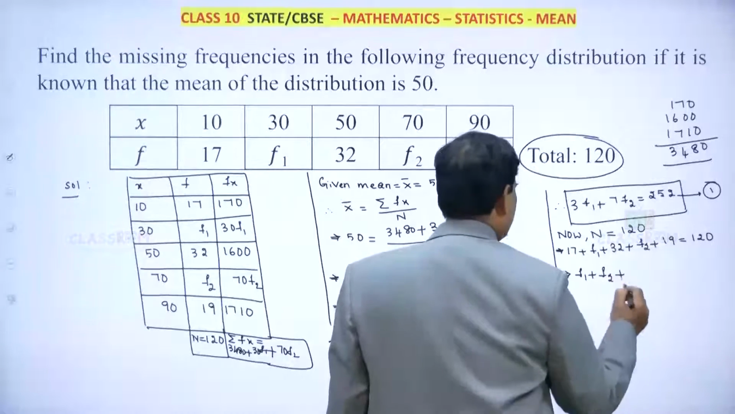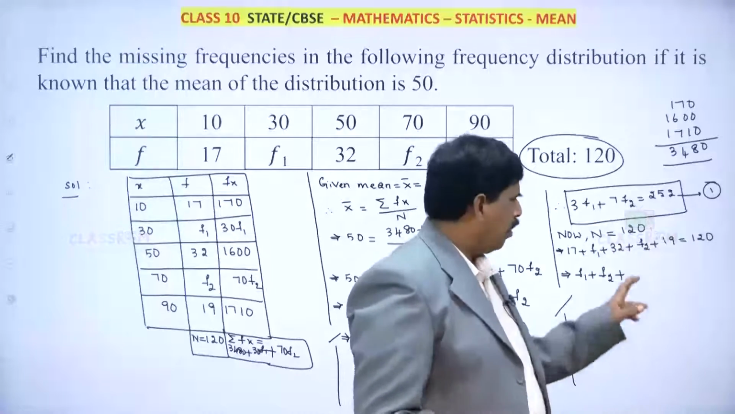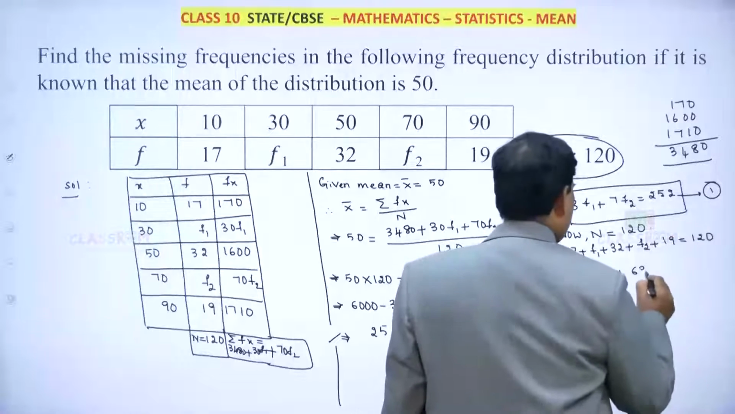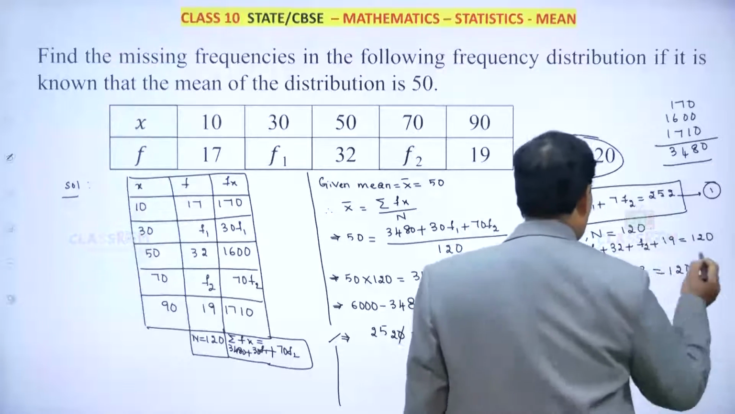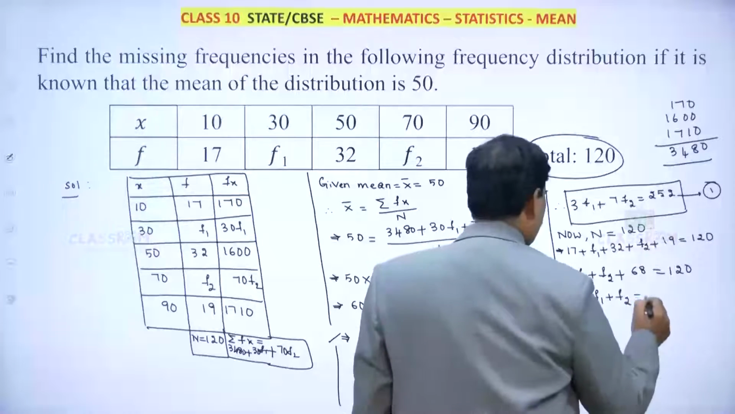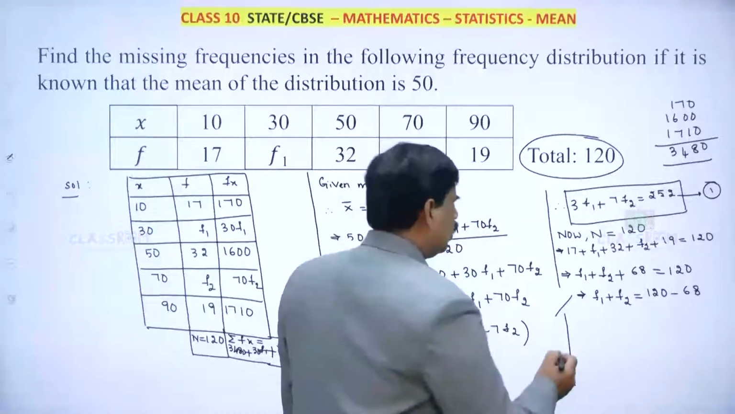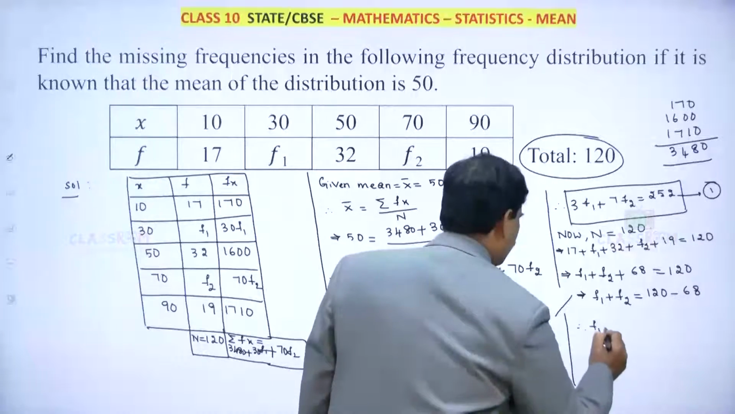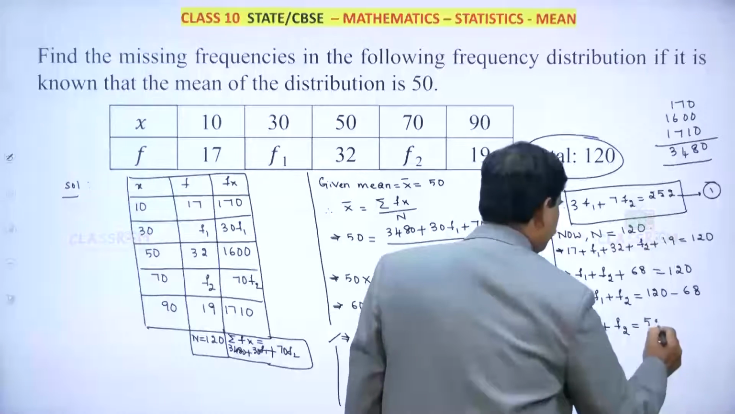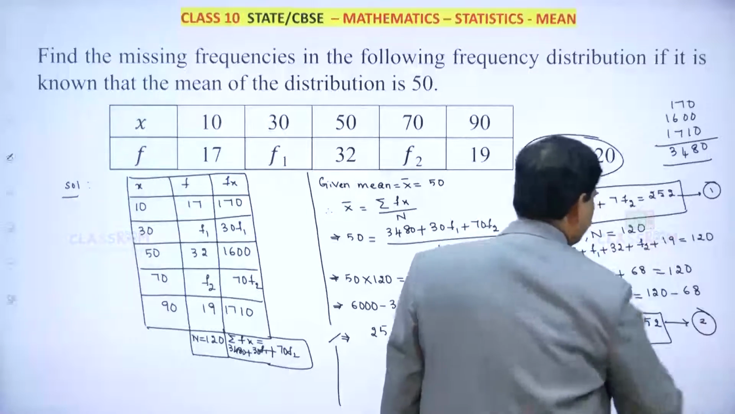So now this will be f1 plus f2 plus, you add, children, now 17 plus 32, 49. 49 plus 19, 68 is equal to 120. Now take this 68 to other side, children. So it is f1 plus f2. This will be 120 minus 68. So therefore you get f1 plus f2 is 52. So we got second equation, children.